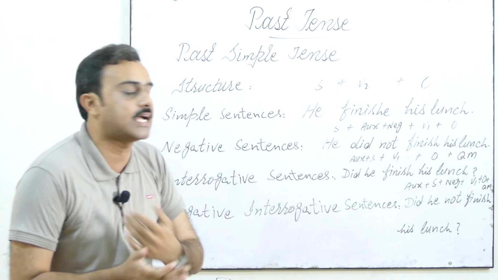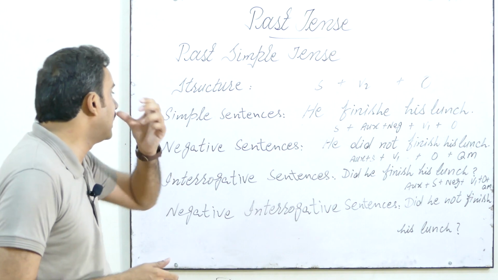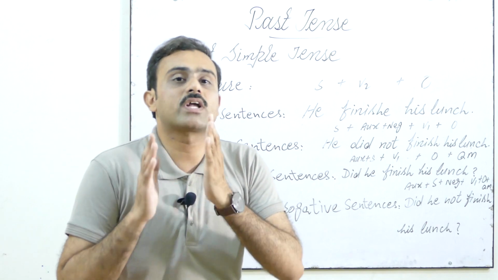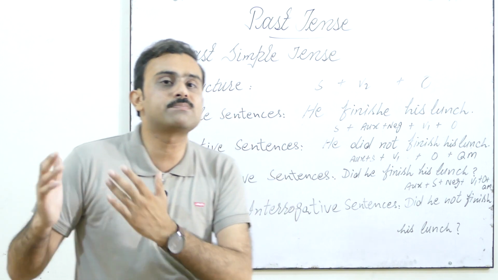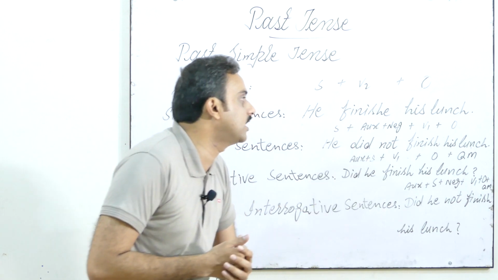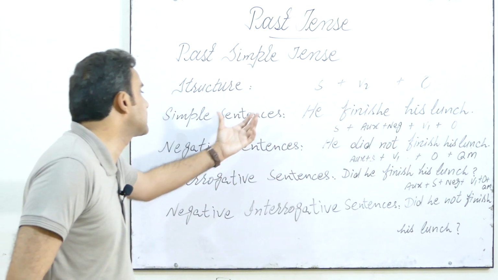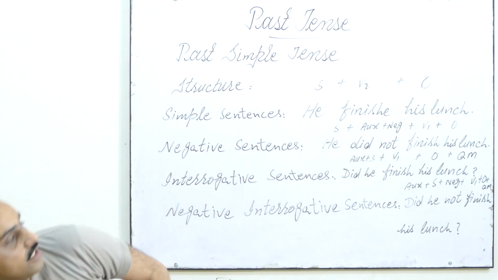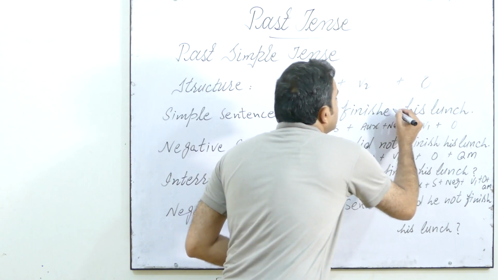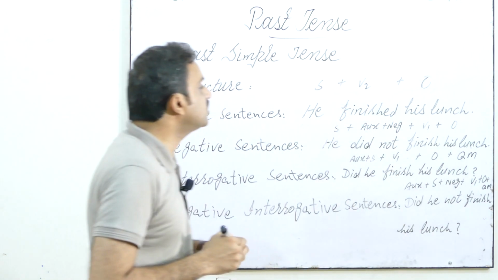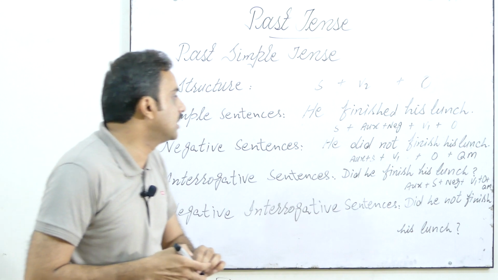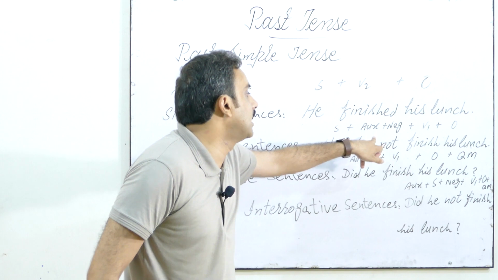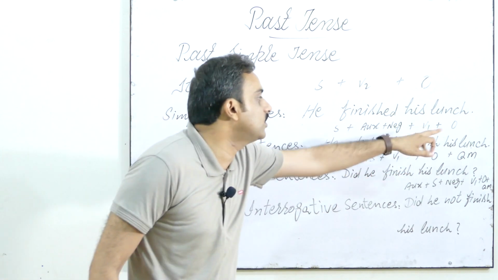In past simple tense, the structure in simple sentences is subject, V2. V2 means the past tense, the second form of verb we use over here, and then we have the object. For example, he finished his lunch. So the sentence is: he finished his lunch.